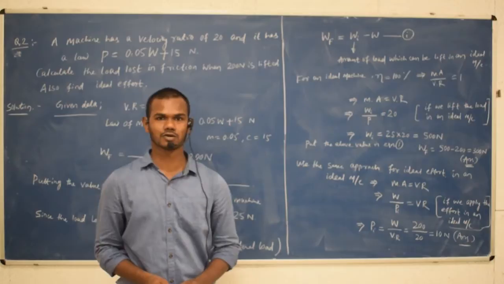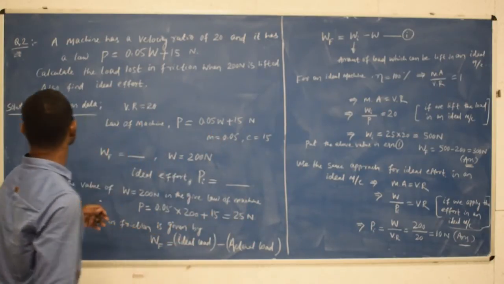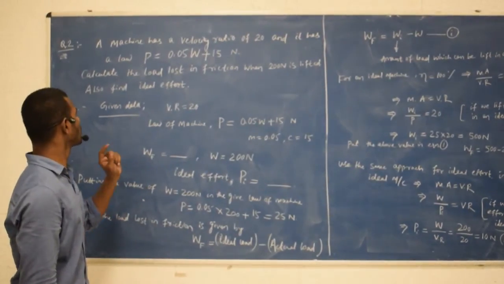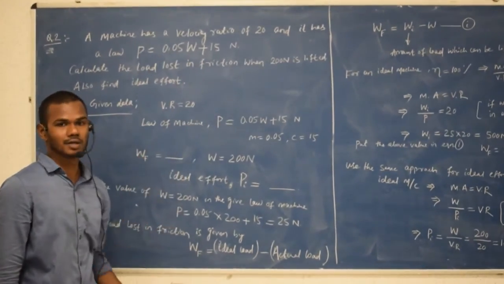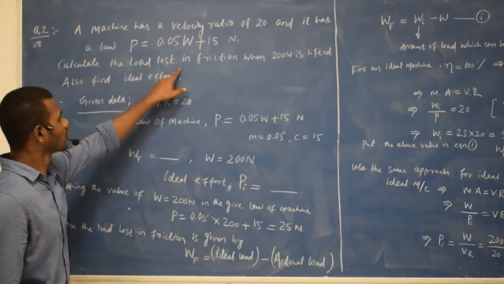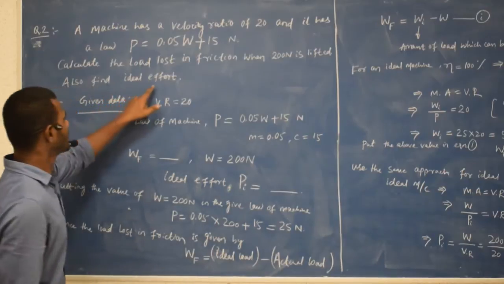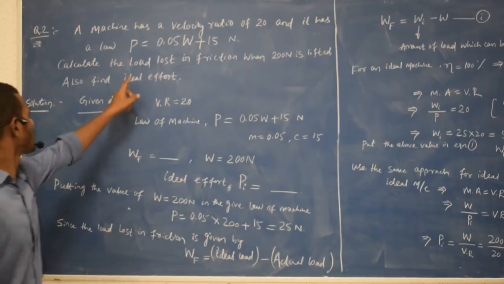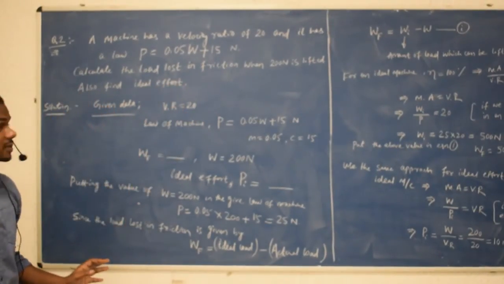Now comes the second question. It's a bit different from the first question. Here the question is: a machine has a velocity ratio of 20 and a law of P equal to 0.05 W plus 15 Newton. So in this question the law of machine was given. In the latter part, calculate the load lost in friction when 200 Newton is lifted and find the ideal effort. So here we need to find the load lost in friction and the ideal effort.